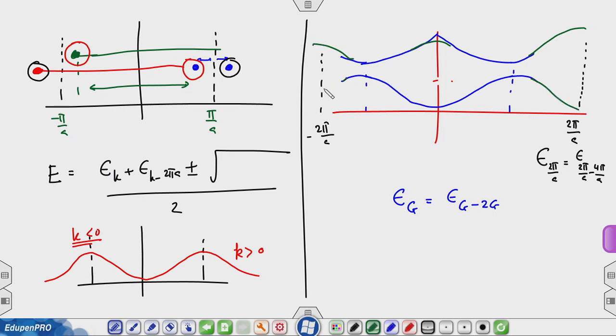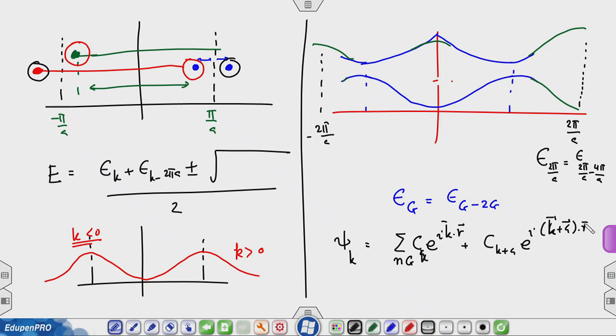It will not affect the energies for the lower band that much, but it will affect the energy of the upper band. So, in general, what you should be doing therefore is, if I write up psi k, taking care of all those points where degenerate perturbation theory comes, you should be writing this as summation over all NGs, e raised to i k dot r sum Ck plus C k plus g e raised to i k plus g dot r, plus all higher order g's.